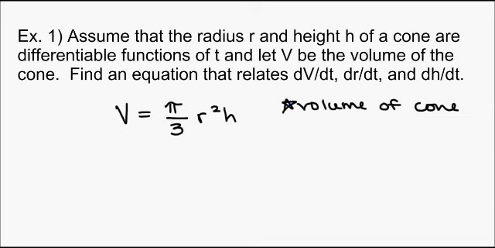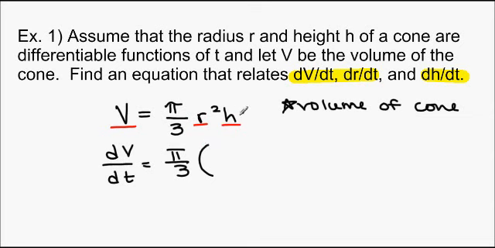Now we're looking for an equation that relates the derivatives of V, r, and h with respect to t. So I'm going to differentiate my function. I'm going to take the derivative of V with respect to t. This pi over 3 is going to stay outside my parentheses. And here I need to use the product rule because I have multiplication.